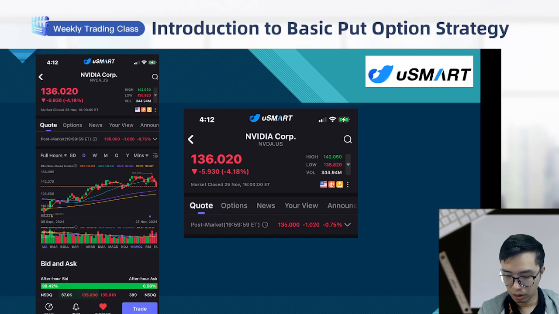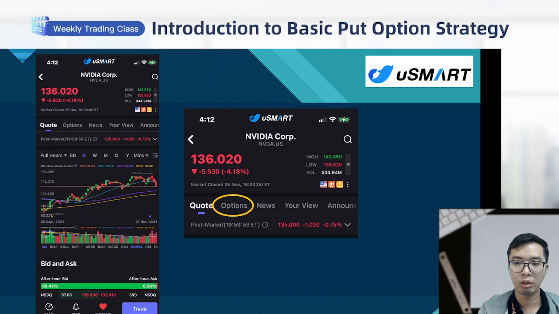I'm not sure how many people have been using uSMART. I have used this uSMART option trading before. Here I will show you all how we buy a put option. When we press it, we choose the stocks. Here I choose the NVIDIA stock, and then there is an option word set here.